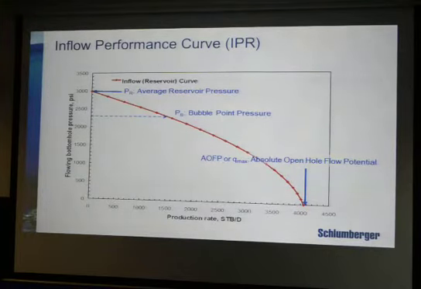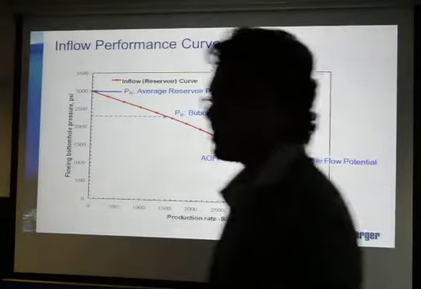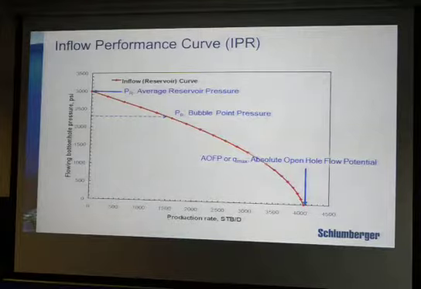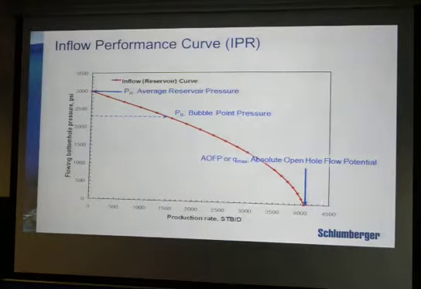Have you heard about Spindletop, Texas? Do you know what was happening? How much oil was being produced in that? It was producing about 1 lakh barrels of oil per day. Everything was gushing out, coming at the surface. The whole village was drowned in oil. So that is what I am calling absolute open hole flow potential. You have nothing to stop. Everything is getting produced.